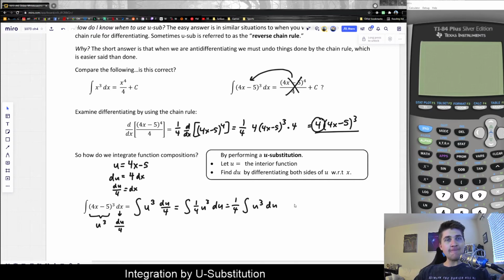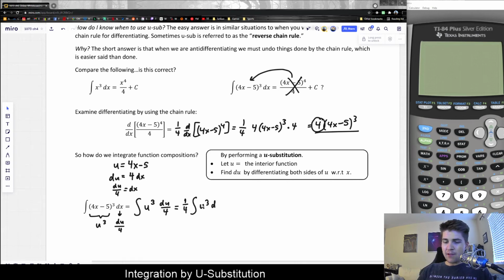It's just a flat coefficient at the end of the day. And how I'd probably write it would just be, well, that's a 1/4, meaning 1/4 times the u. And so I'll just write that 1/4 out front instead. And from here, now I am ready to solve this antiderivative because everything is in terms of u.